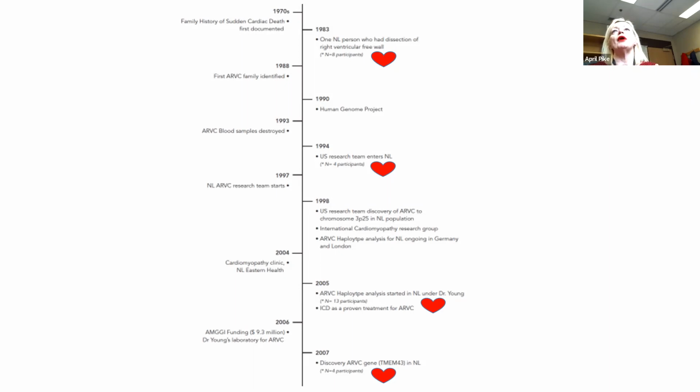Another thing to think about: back in the 1990s, people were living in families where people were dying all around them, so they were more in tune to having genetic testing. Whereas in 2007, people didn't see all these people dying because the ICD was a proven treatment in 2005. So there were some ways that you could actually save this population.